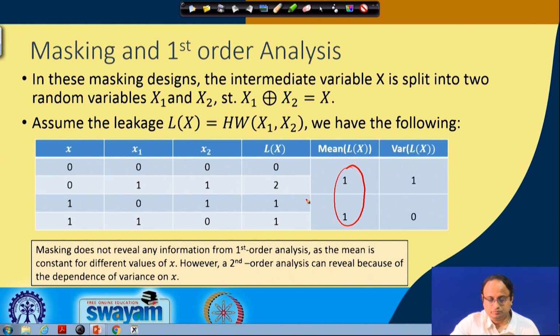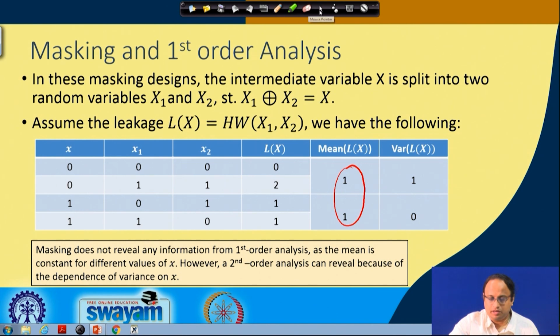This is important to keep in mind, that masking as we have defined it is first order resistant but not resistant against a second order analysis. Therefore, we would still like to improve the basic design if we want to protect against a higher order attack.